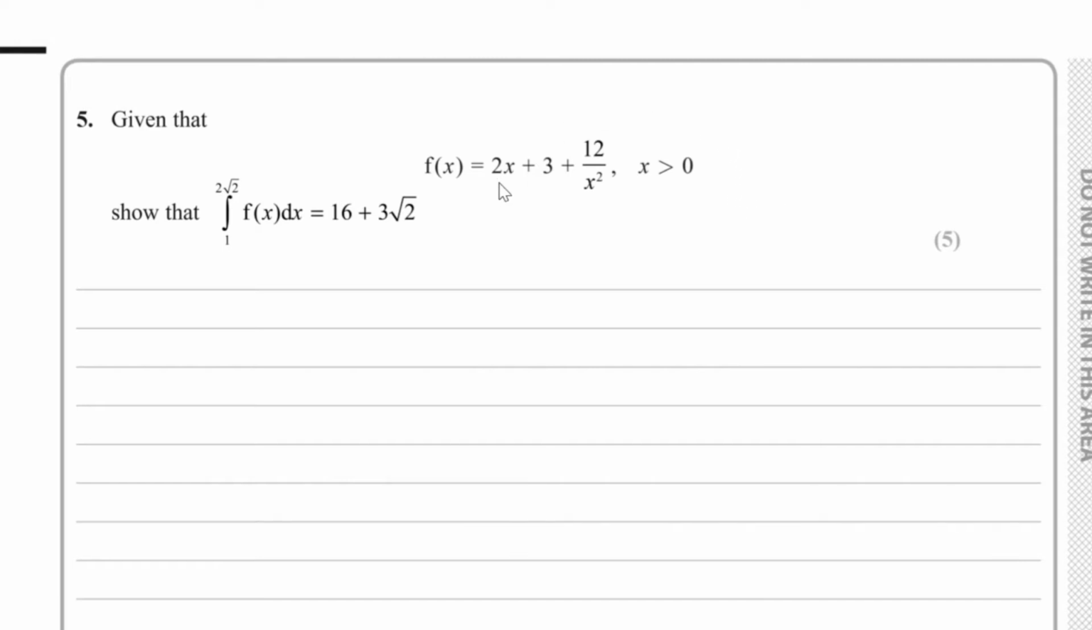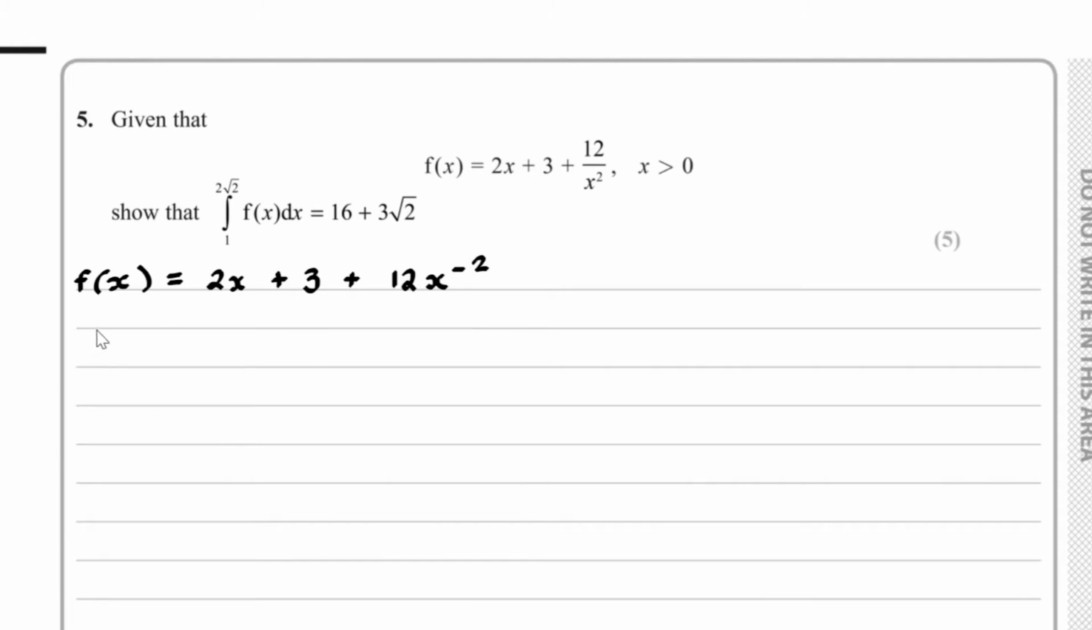Question number 5. We're given that f of x is equal to 2x plus 3 plus 12 over x squared, where x is greater than 0, and we have to show that the integral of f of x with respect to x in between 1 and 2 root 2 is 16 plus 3 root 2. What we will do to begin with is rewrite f of x as 2x plus 3 plus 12x to the power of minus 2. It makes the integration easier.